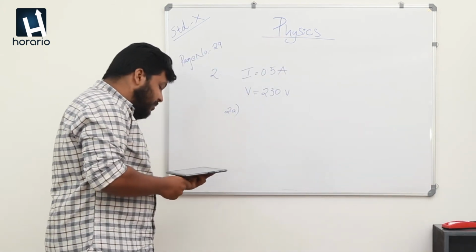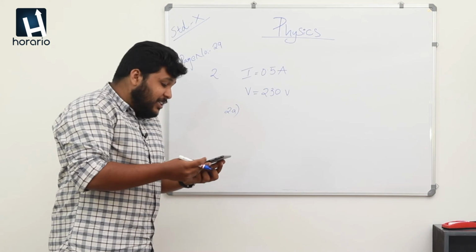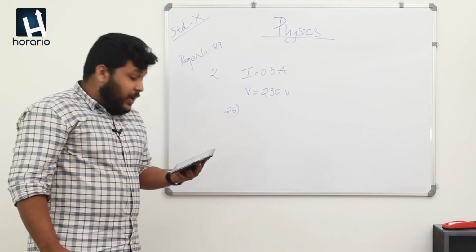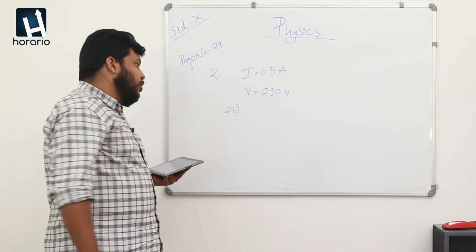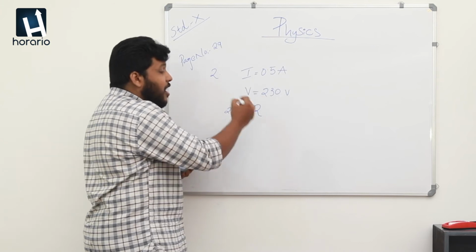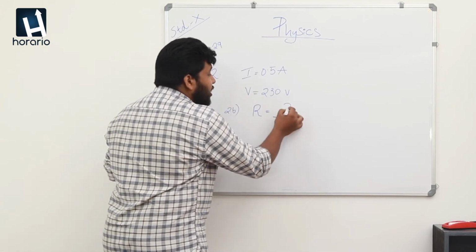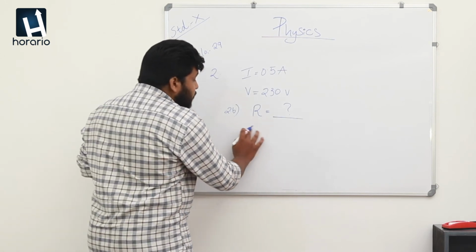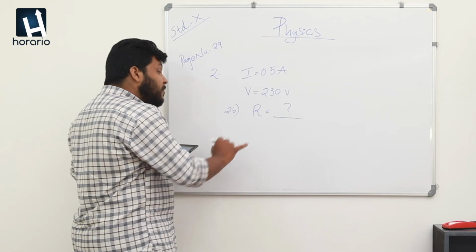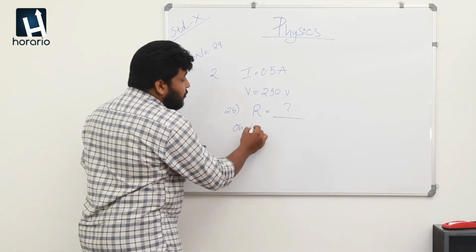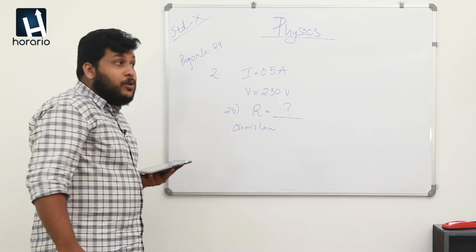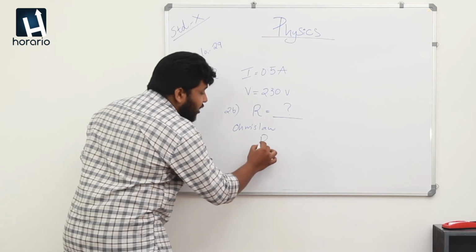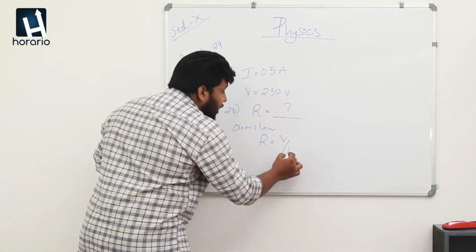What the question B is demanding us to find: how much is the resistance of the circuit? 2B says to find the resistance of the circuit. So we want to find R value. We don't know what is R. We want to find the R. So here we want to substitute the relations from Ohm's law, and according to Ohm's law, what will be the relation for finding R?